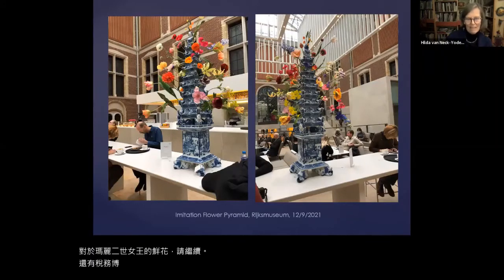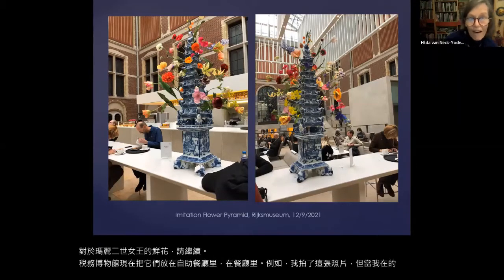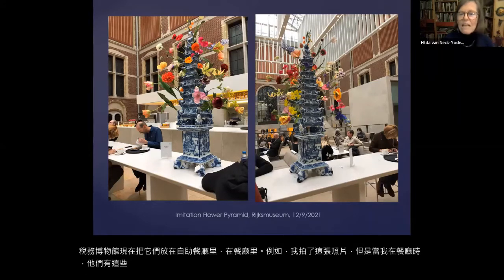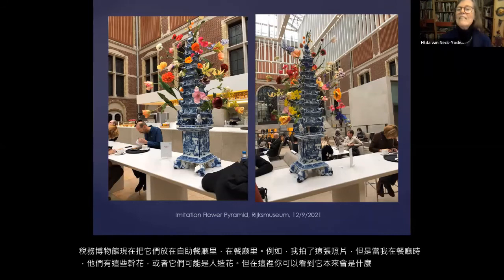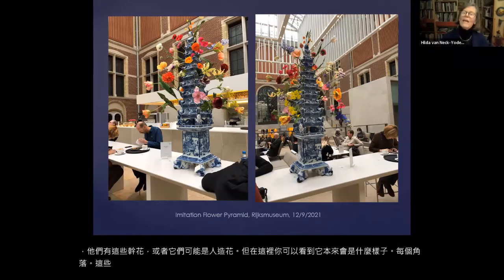And the Rijksmuseum has them now in the cafeteria, in the restaurant, for example. I took this picture when I was in the restaurant, and they have these dried flowers, or they are probably artificial flowers. But here you can see what it would have looked like. Each of the corners, each of these segments is separate, so they would hold water. And then in each of the segments, you have four flowers.